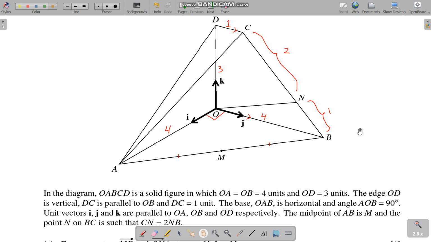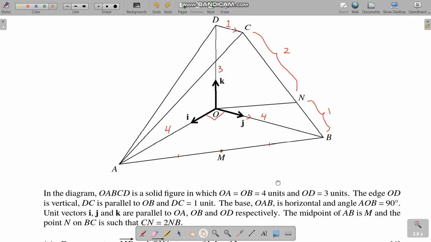The question is about vectors. So this is a complicated question. Just pause the video and read. After you read the whole paragraph, you should know that this length is 4, this length is 4, and it's perpendicular here. This is the midpoint, so in the middle. And this length is 3, this length is 1, and we know that the ratio is 2:1.